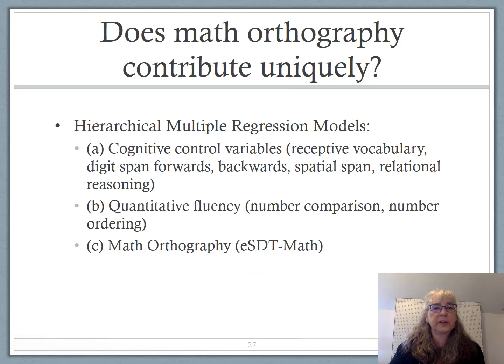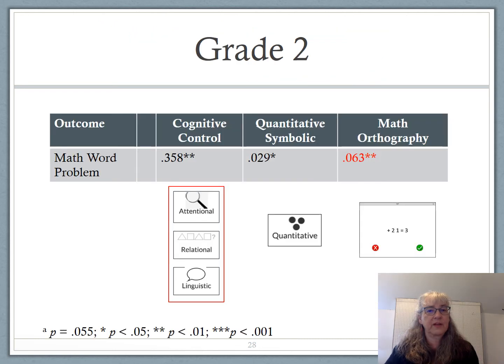More formally, we used hierarchical multiple regression to test the model that I just described. I'm going to show you a series of tables that look just like this one, so I'll work through this first one a little bit slowly. This shows children's performance on the outcome measure, in this case math word problem solving, in grade 2, and it shows the steps of the hierarchical regression.